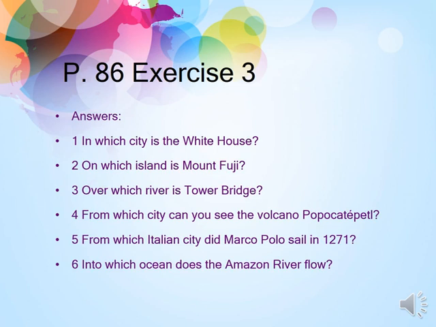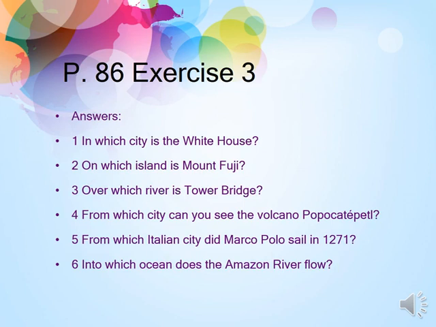3. Over which river is Tower Bridge? Why did we use "over"? First, because it's given in the answer that it's over the Thames in London. And second, because a bridge is over the river, not in the river. It would be wrong to use "in" or "on".